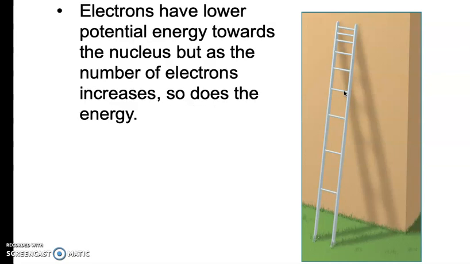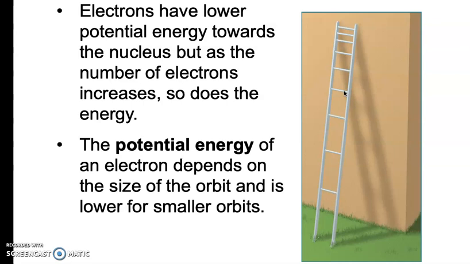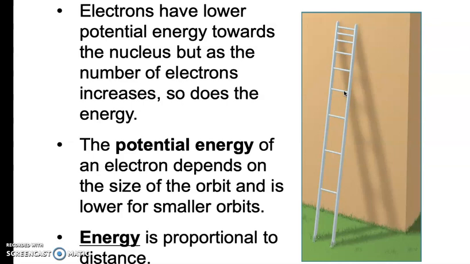Now, electrons have lower potential energy towards the nucleus, just like a book on the floor. It's not falling as far. So potential energy of an electron depends on the size of the orbit and is lower for smaller orbits. Okay, so energy is proportional to distance. So as you go up the ladder, you're going into an excited state because energy is being absorbed. Potential energy is going up.